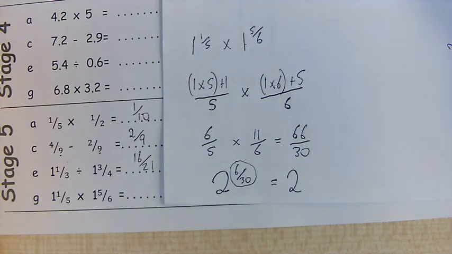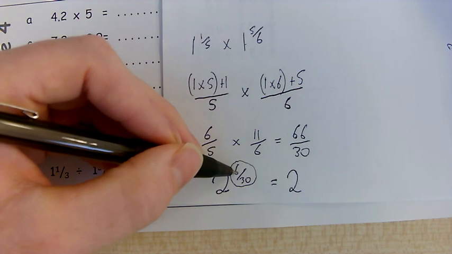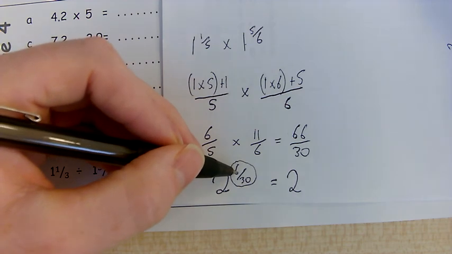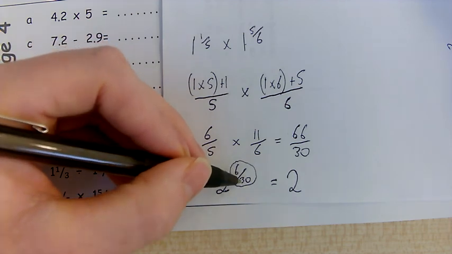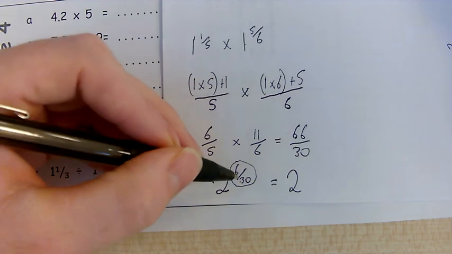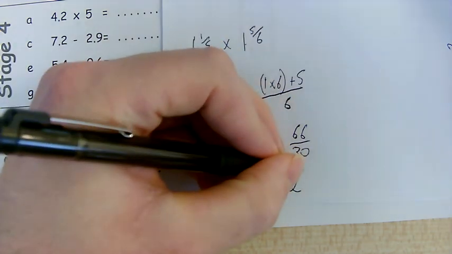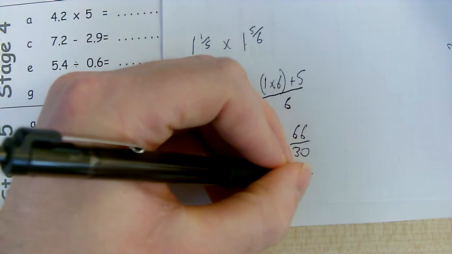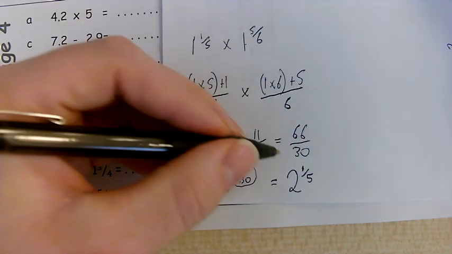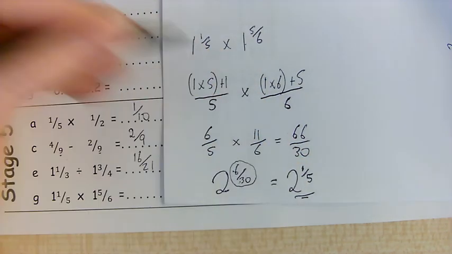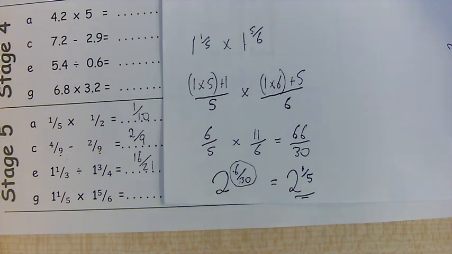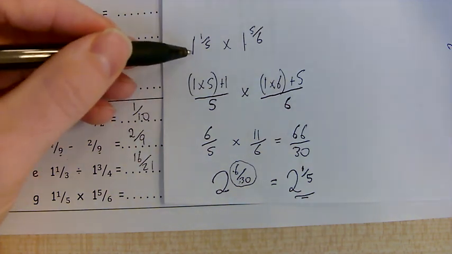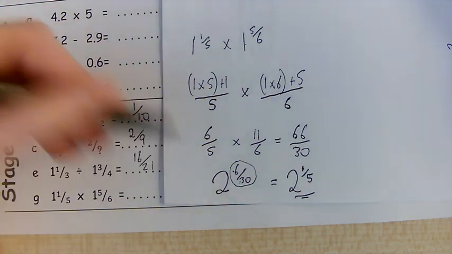So we still have 2 whole numbers, but I can divide 6 into 6, and I can also divide 6 into 30. 6 into 6 goes once. 6 into 30 goes 5 times. So the answer to this, fully simplified, is actually 2 1/5. And that is how you multiply mixed numbers.